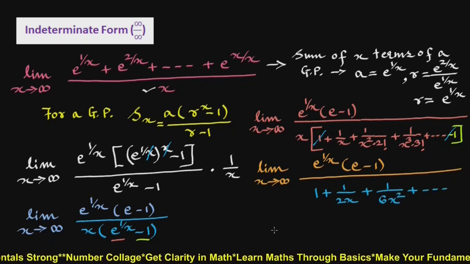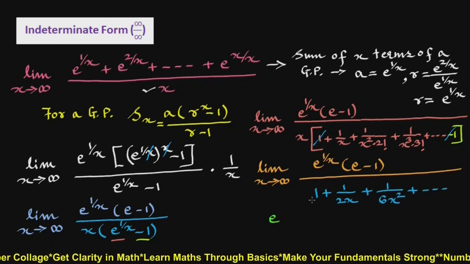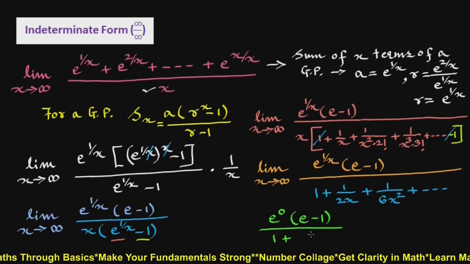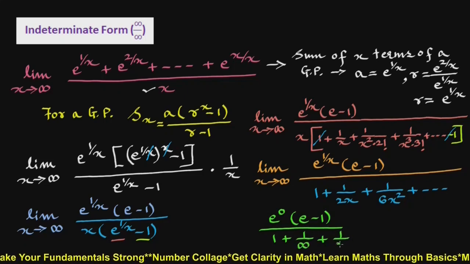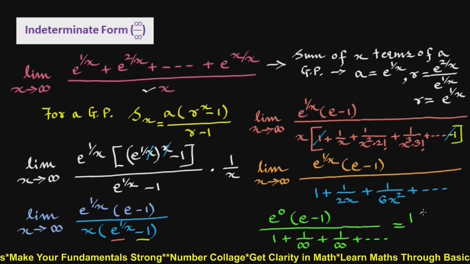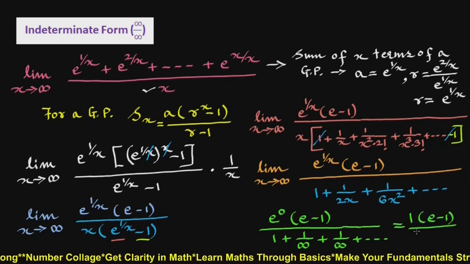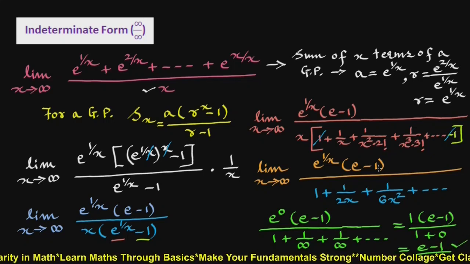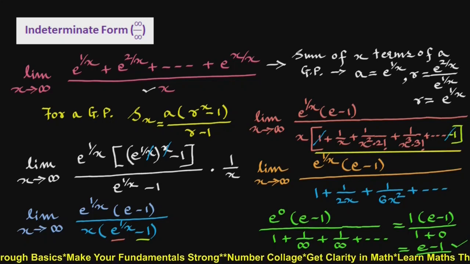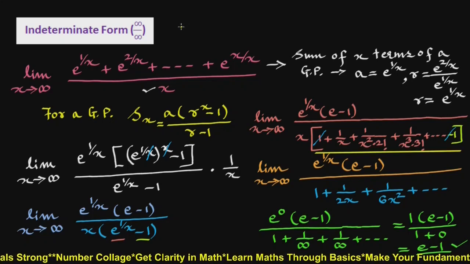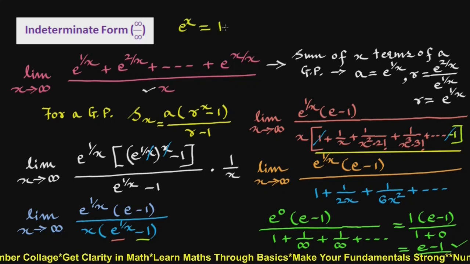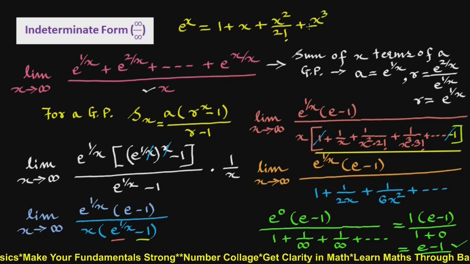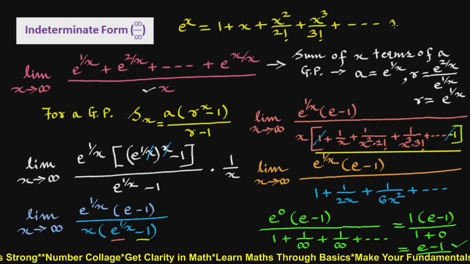By taking the limit, this will be e raised to 1 upon infinity, which is e raised to 0, into e minus 1 upon 1 plus 1 upon infinity plus 1 upon infinity plus so on and so forth. This is 1 into e minus 1 upon 1 plus 0, which is e minus 1. So this is the value of the limit. This expansion of e raised to 1 upon x is according to the expansion of e raised to x, which is 1 plus x plus x square upon 2 factorial plus x cube upon 3 factorial plus so on and so forth up to infinity.